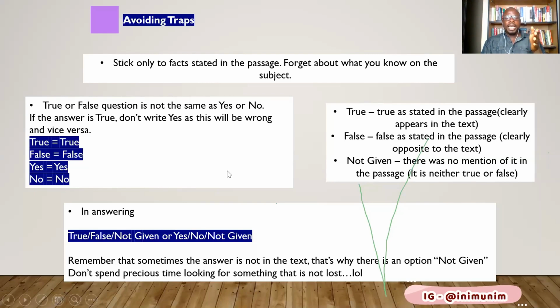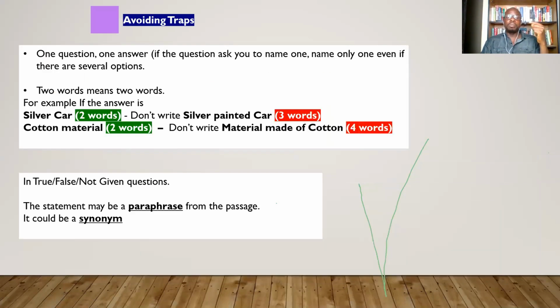Now, again, in answering some of these true, false and not given questions, you should know that the reason why you have not given is because the answer might not be in the text. So don't waste precious time looking for something that's not in the passage. Because there's a possibility that the answer is not given, put that at the back of your mind.